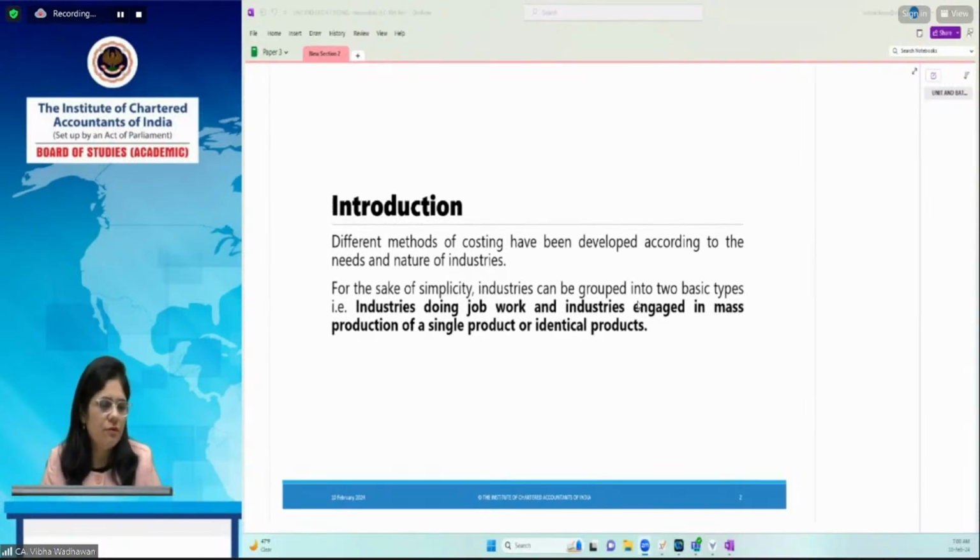Different methods of costing have been developed according to the needs and nature of industries. We have grouped the industries into two basic types: industries doing job work and industries engaged in mass production. That means regular production of a single or identical product. On one side, the products are customized. They are not standard, they are not regular. But on the other side, it's a regular production. So there are two categories of industry.